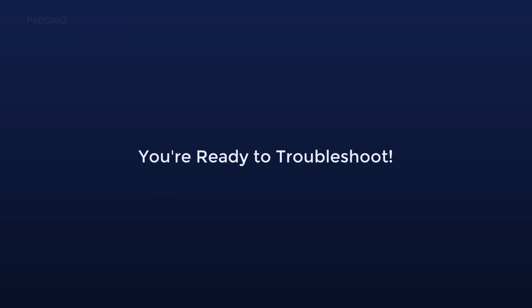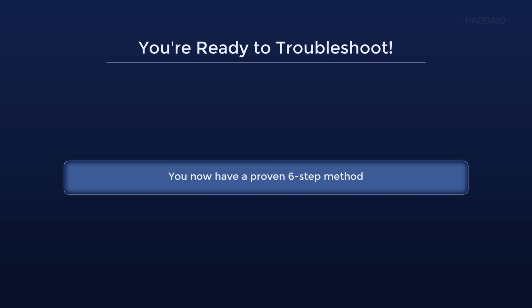You are ready to troubleshoot. You now have a proven 6-step method. This means a clear, repeatable process to systematically solve problems. For example, if an app will not deploy, you will first gather logs, then isolate the issue and follow the steps to resolution. Stick to this method for efficient and effective troubleshooting every time.